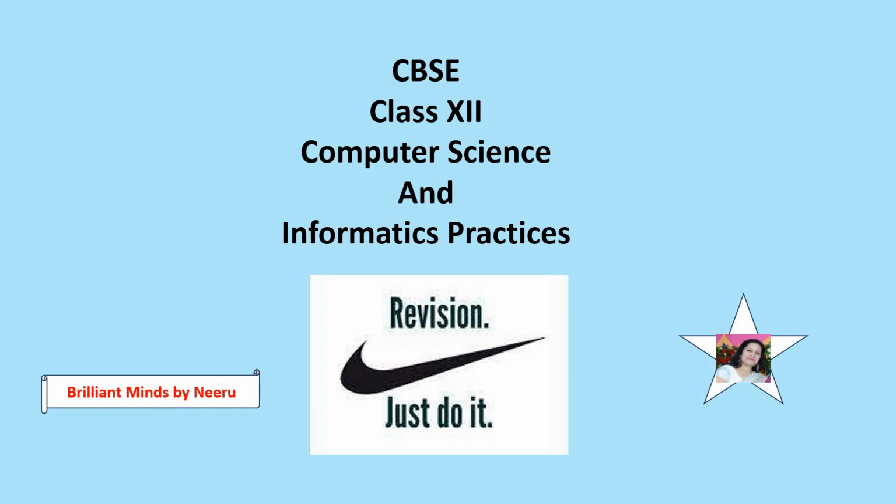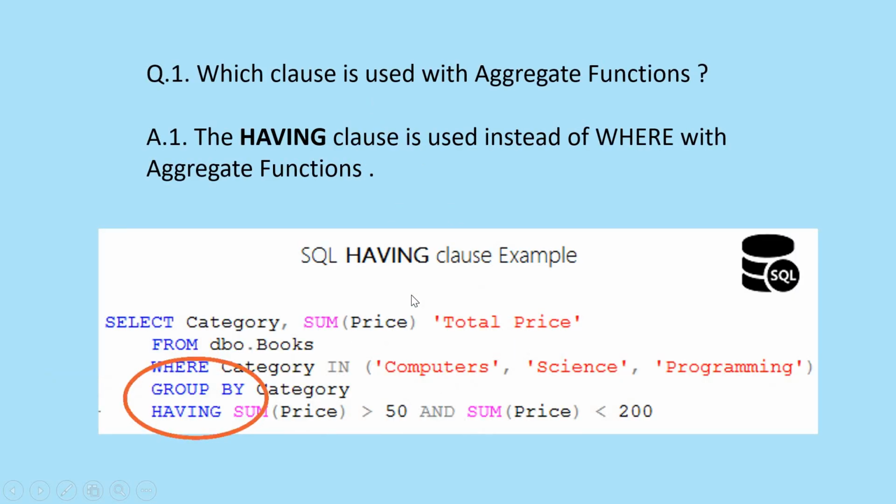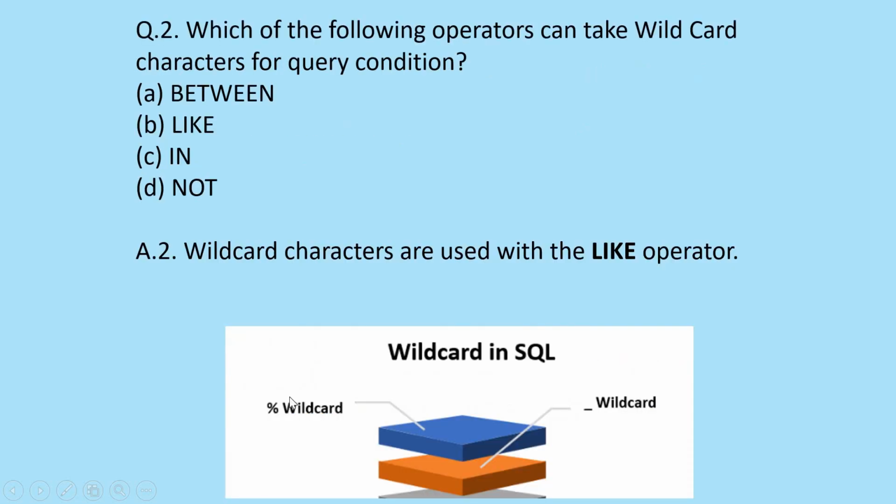In this video, we are going to revise a few important questions for class 12th computer science and informatics practices both. Okay, so I'm going to start with question number 1. Which clause is used with aggregate functions? The answer is the HAVING clause is used instead of WHERE with aggregate functions. See, in this you can see GROUP BY category, HAVING SUM or whatever condition you want to give after the HAVING clause.